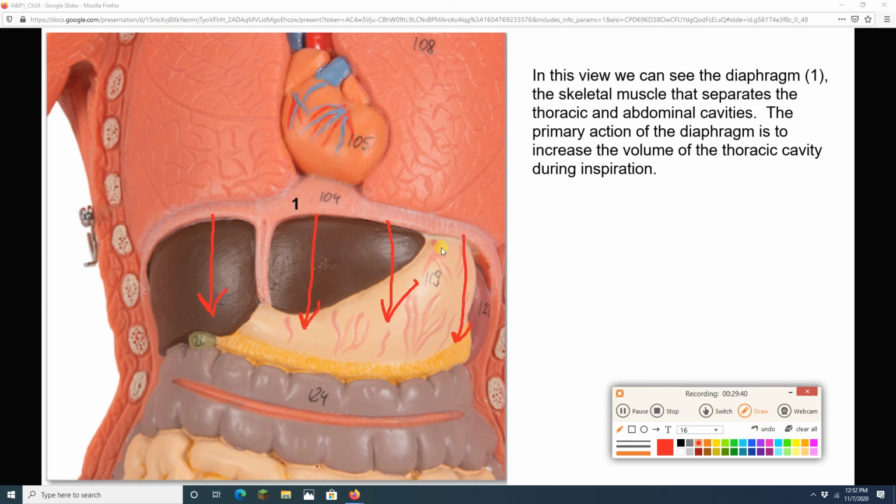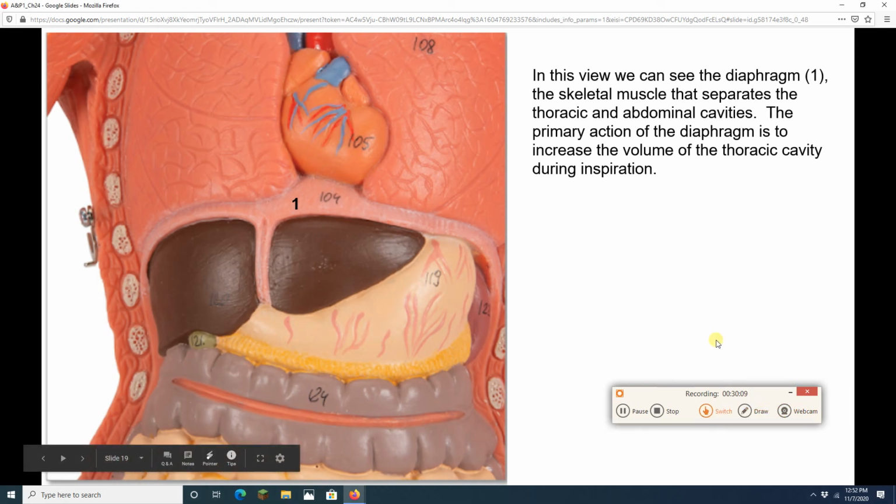What that does is it drags your lungs down with it. So the volume above the diaphragm gets bigger. That sucks air in when you're breathing in, during inspiration. The diaphragm is the major muscle of inspiration. Okay, got that? Got one more group of muscles to cover, and then we're done.